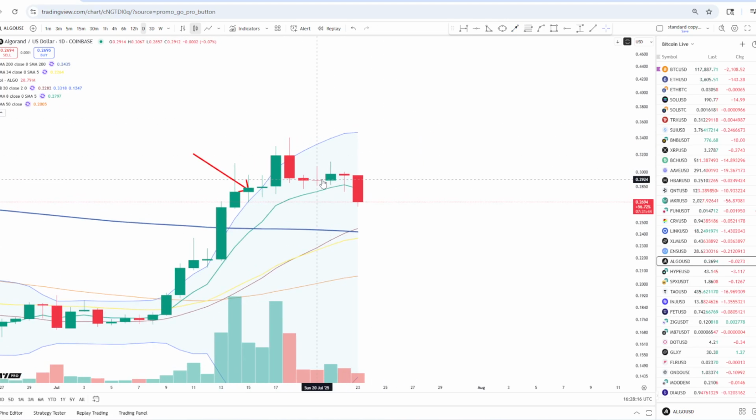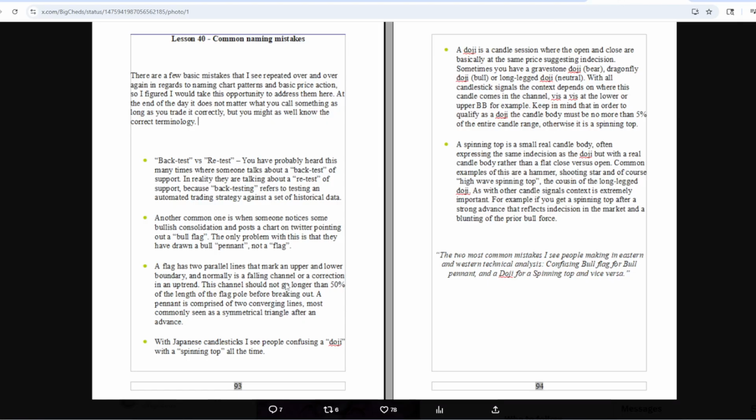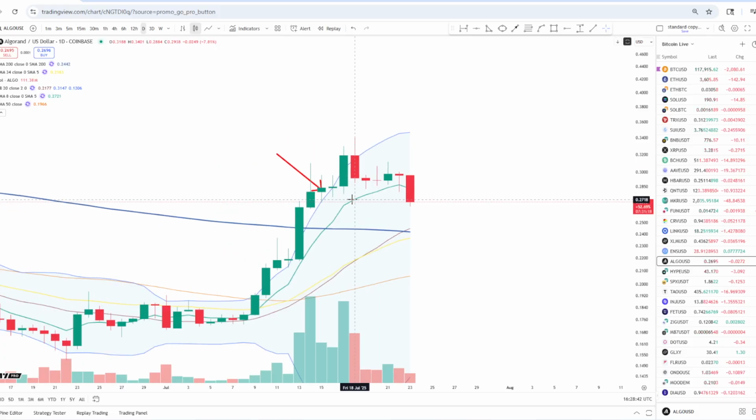A doji is a small to zero body, which should have no more than 5% of the entire candle's range as a real candle body. This could be a doji. This could be a doji, but that's a spinning top. This is a spinning top. So it's a big thing, but people confuse the terms doji and spinning top. You can pause and read this: what it requires to be a spinning top, and what it requires to be a doji.